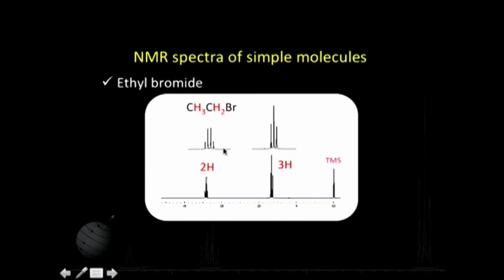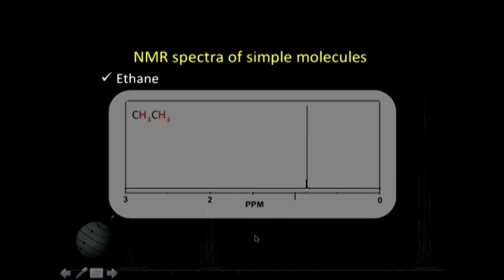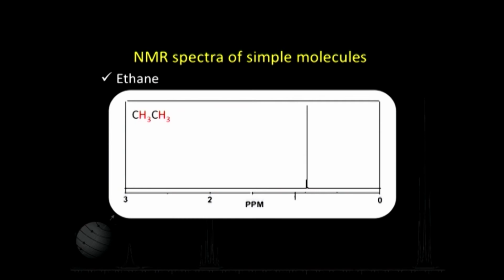Let us move further, look at ethyl bromide. This is another example which gives me a typical pattern of 3 lines and 4 lines here, a triplet and quartet of 3 protons and 2 protons respectively. It again is an example of an ethyl group. Let us move further. Let us look at some hydrocarbons now.